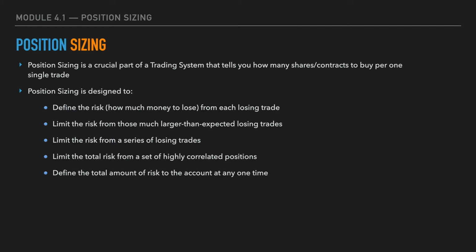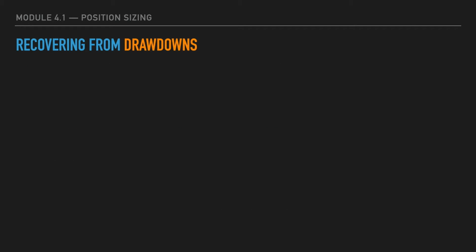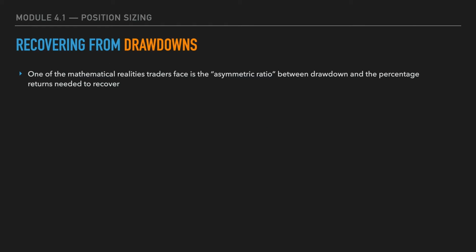from your entire account. Next, the focus of position sizing should always be on limiting the risk and not maximizing the profits. Without proper position sizing, traders become more vulnerable to large drawdowns in their account, and recovering from large drawdowns is extremely challenging. So here, I would like to show you what I mean by that. In trading, one of the mathematical realities traders will face is the asymmetric ratio between drawdowns and the percentage of return needed to recover. This is what I mean.